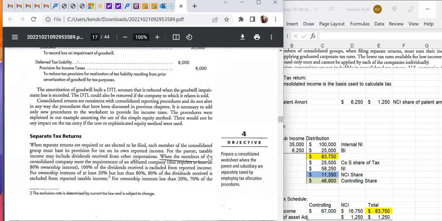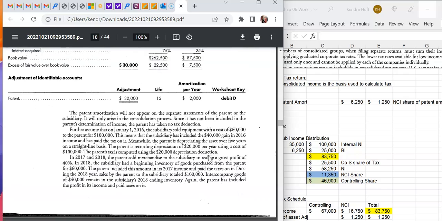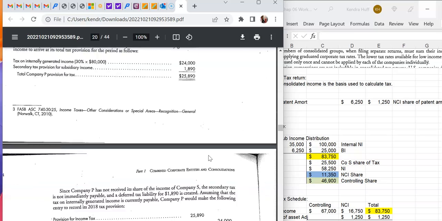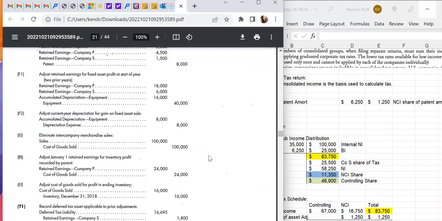All right, we are not doing separate returns, but you can certainly read through that. So what they talk about. But that is basically it for us. All right, so I'm going to work out the homework problem, but I'm going to do it in a separate video.